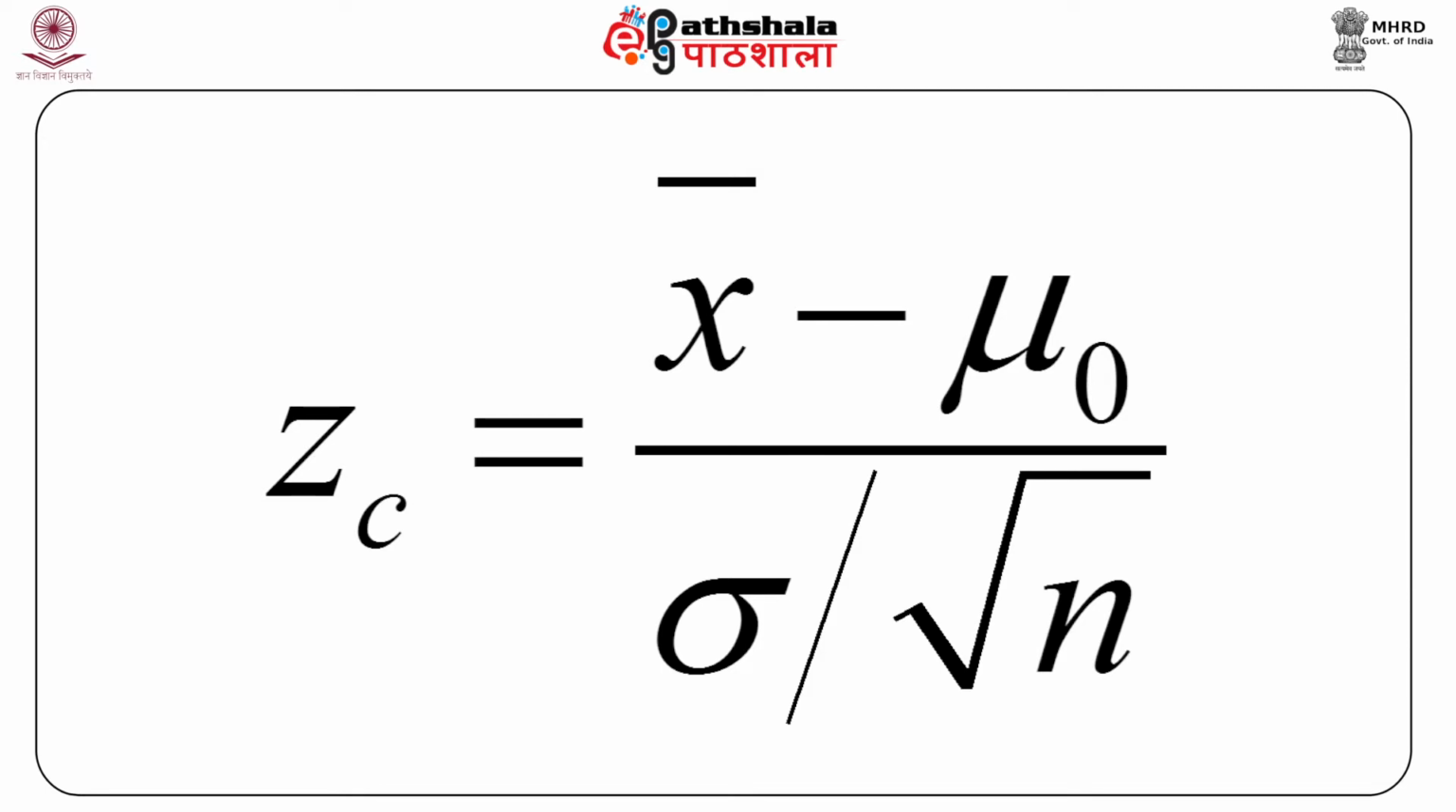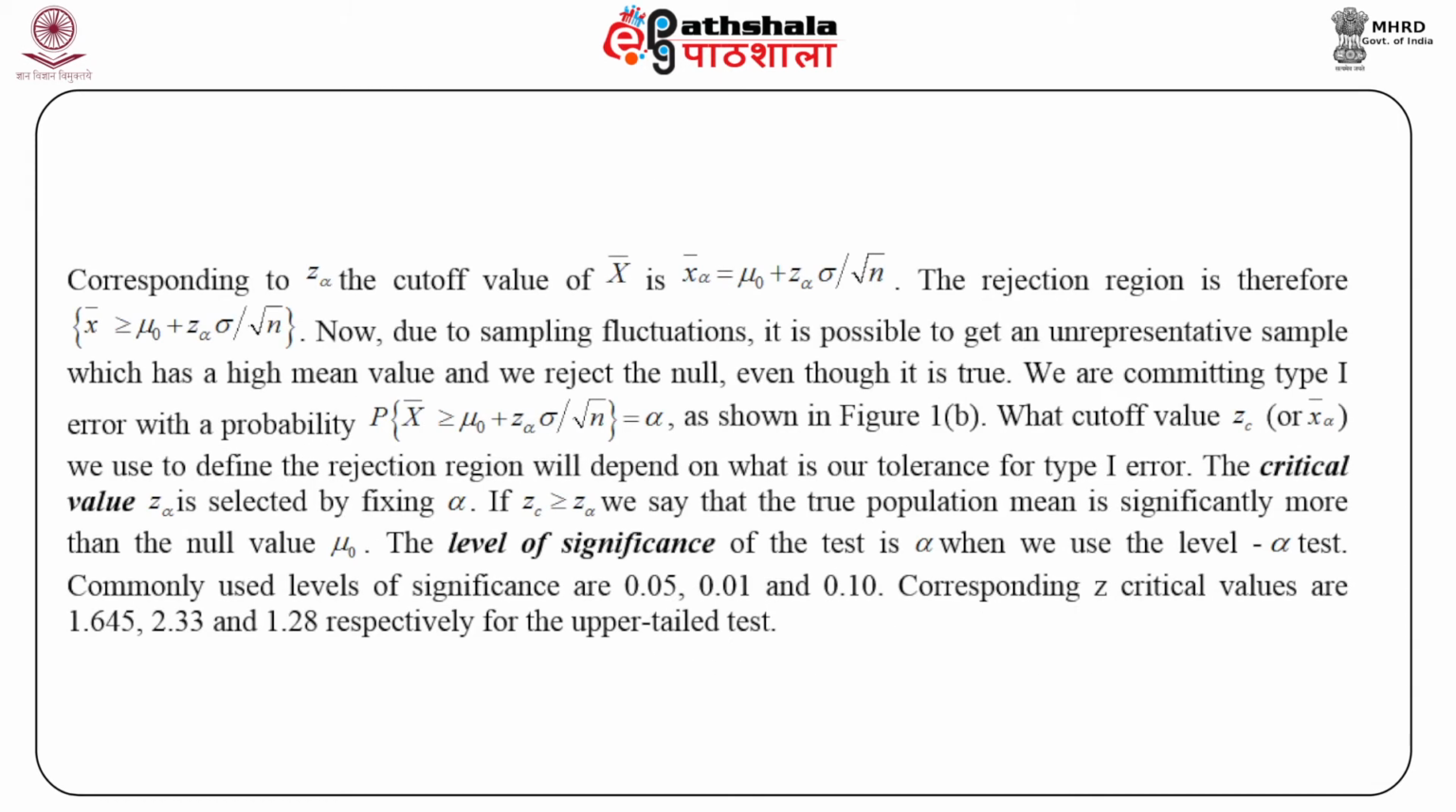If the null hypothesis is true and Zc is less than Z alpha, then we make the correct decision of not rejecting the null hypothesis H0. The probability of making the correct decision of not rejecting a true null hypothesis is 1 minus alpha. The cutoff value of x bar corresponding to Z alpha is mu 0 plus Z alpha into sigma by root n. The rejection region is therefore x bar greater than or equal to mu 0 plus Z alpha into sigma by root n.